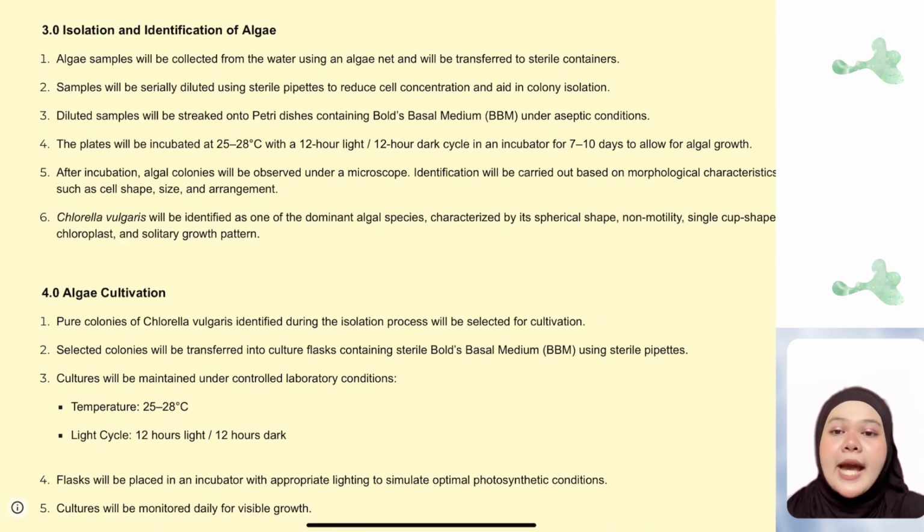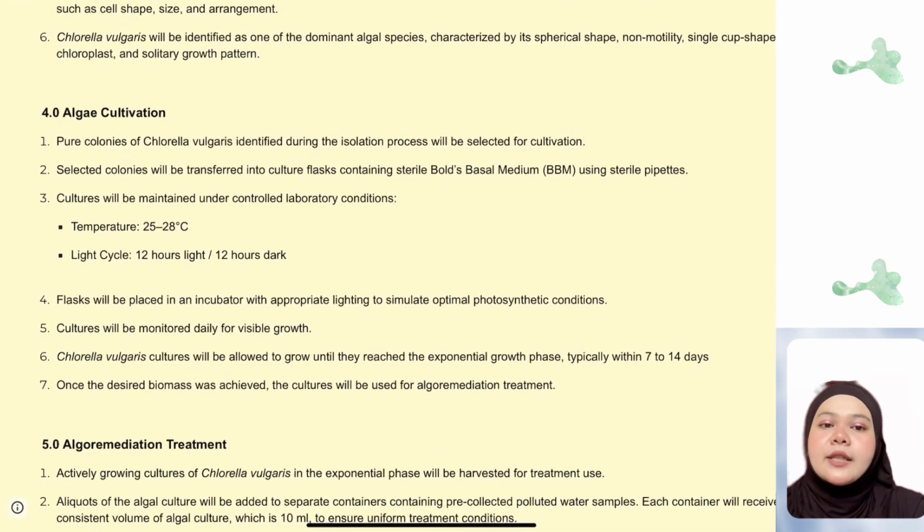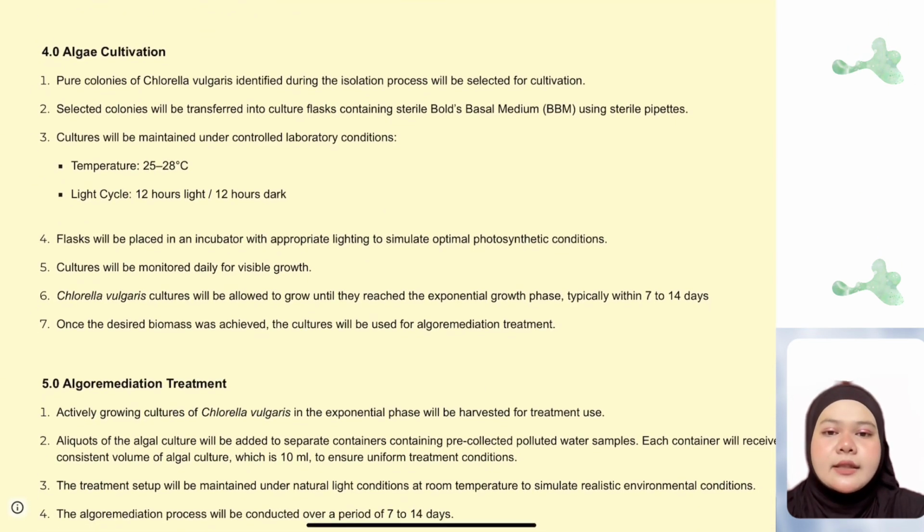Chlorella vulgaris will be identified as one of the dominant algal species, characterized by its spherical shape, non-motility, single cup-shaped chloroplast, and solitary growth pattern. For algae cultivation, pure colonies of Chlorella vulgaris identified during the isolation process will be selected for cultivation. Selected colonies will be transferred into culture flasks containing sterile Bold's Basal Medium (BBM) using sterile pipettes. After that, flasks will be placed in an incubator with appropriate lighting to simulate optimal photosynthetic conditions.